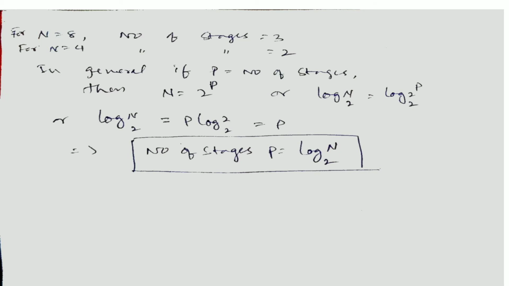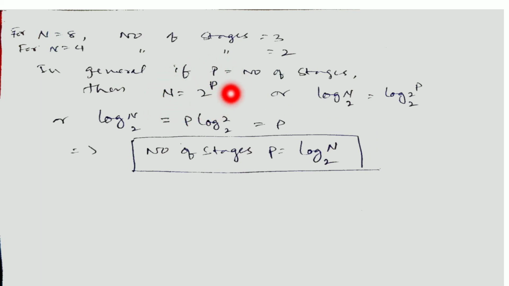Now, since we have n equal to 8 here, the total number of stages is 3. On the other hand, if we had n equal to 4, then the number of stages would have been only 2. In general, if p is the total number of stages, then the number of stages and n can be related by the equation n is equal to 2 power p. For example, if n is 8, 2 power 3 is 8. This is your p and this is your n. 8 is equal to 2 power 3. So that means n is equal to 2 power p.